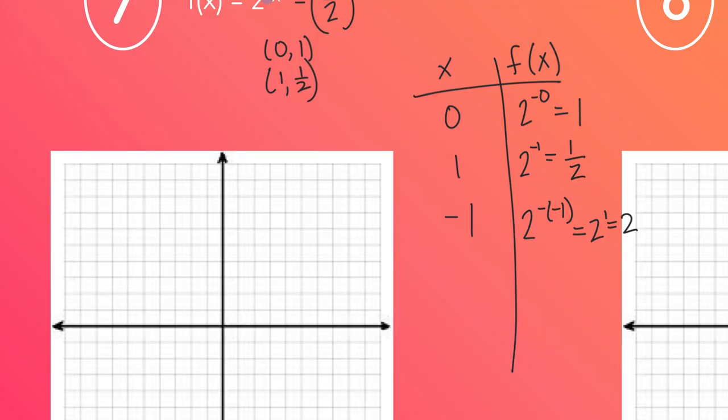So graphing the points that I should have: (0, 1), which is right here; (1, 1/2), which is right here; and then (-1, 2), which is right here. So again, what should my graph look like? Something like this, never crossing that x-axis. Okay, again, at least 2 main points, but to just know where it goes, I recommend you do 3, at least 1 positive, 1 negative.